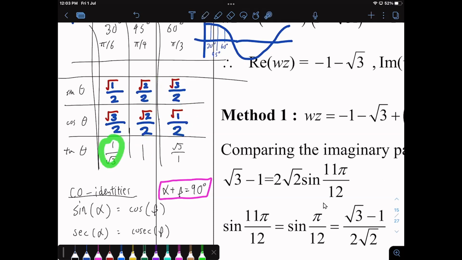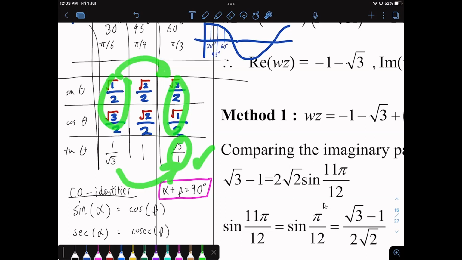Right, you just flip it around. Flip. Right, because 1 and 3, 3 then 1. That's why it's flipped around. Flip. Okay. This is the table.